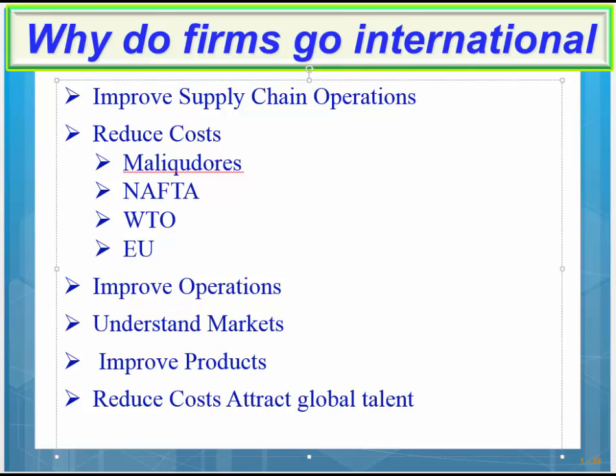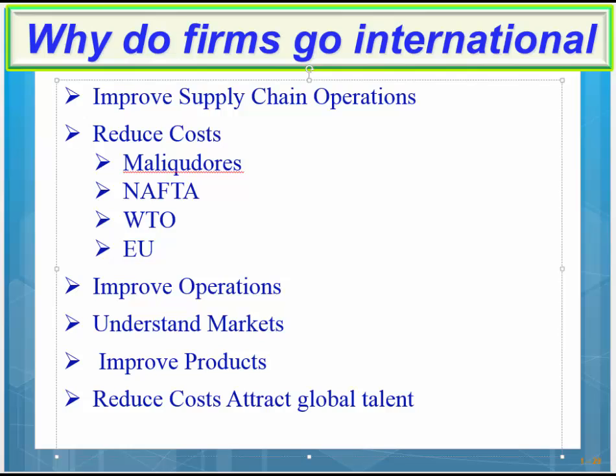Now, another reason why we go international is to just plain out improve operations. Different countries have different knowledge bases, like Scandinavia is known for ergonomics, Japan for production, but also for locating repair facilities nearer where the products are that are sold. So this allows us to improve operations.